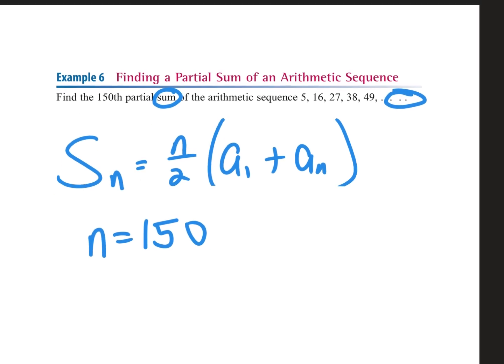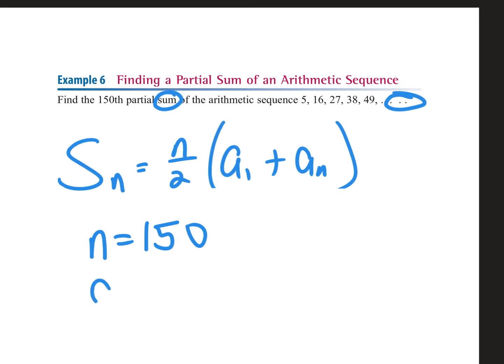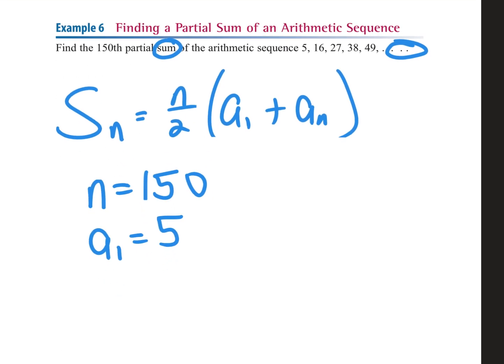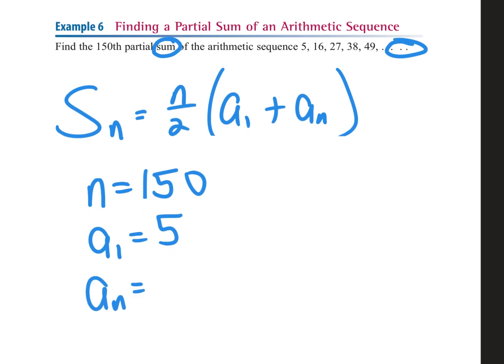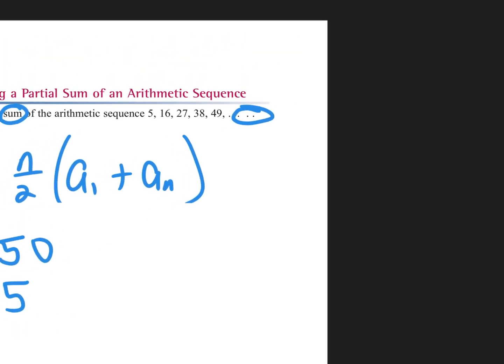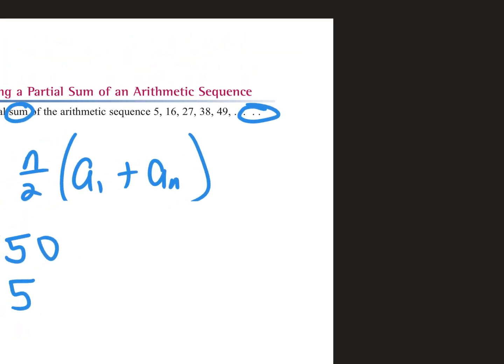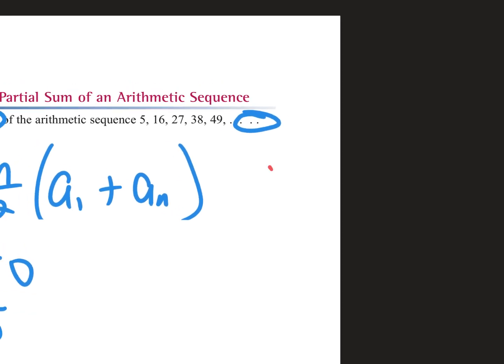So I know how many numbers I'm adding together. I know what my first term is. What? 5. What do I need to know now? I got to know the last term. How can I figure out what the 150th term is? I got to plug it into the other formula. Do I have the other formula? No, I got to figure it out. You got to write the rule for this. What are the two things you need for the rule? The first term and your common difference.